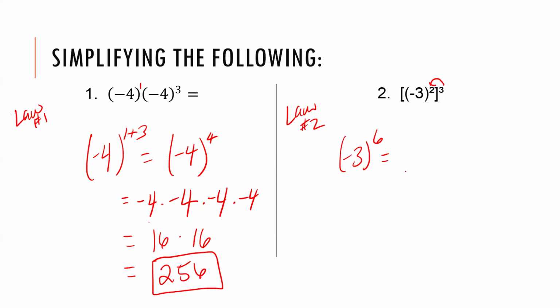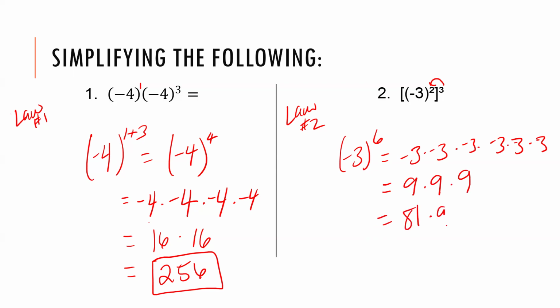Okay, so -3 to the 6 means I'm asking myself what's -3 times -3 times -3 times -3 times -3 times -3. Again, only multiplying 2 at a time. So that gives me 9 times 9 times 9. Multiplying 2 at a time gives me 81 times 9. And then I multiply and I get 729.